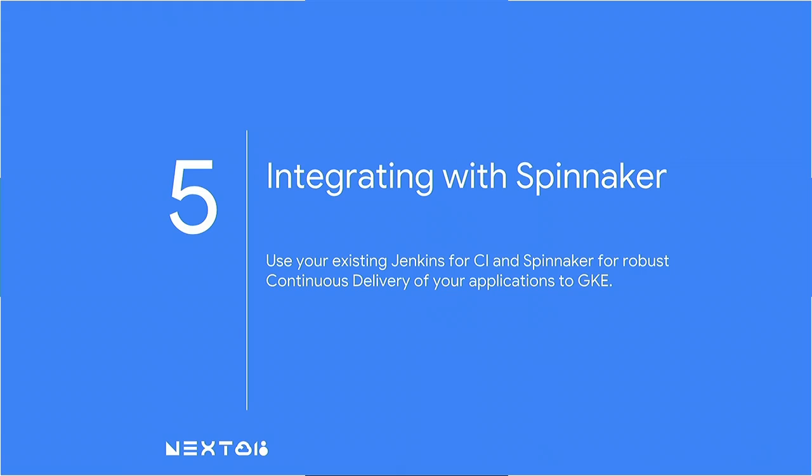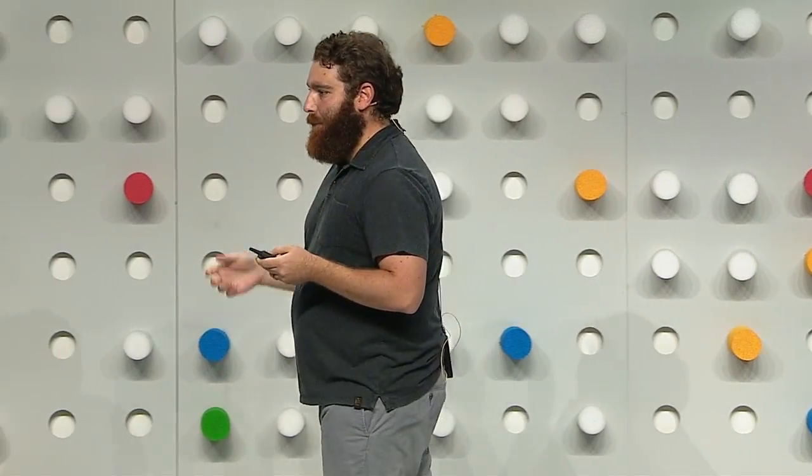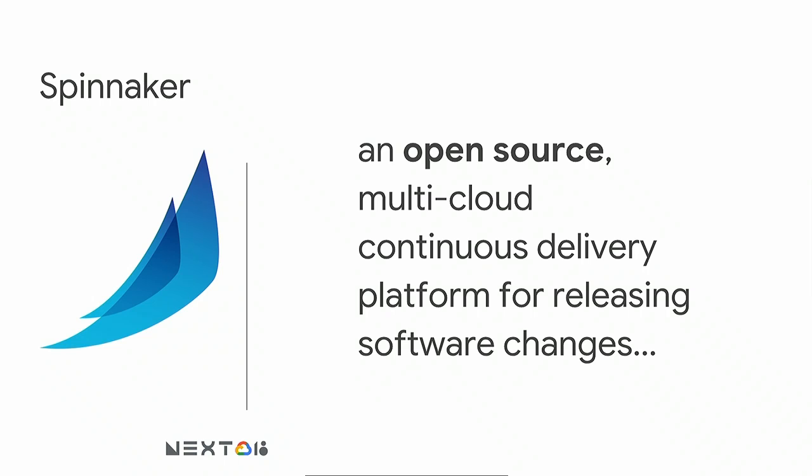Great. So we've talked about a lot of different things that you can do in your CD process using Jenkins and kubectl apply in your pipeline files. And now we'll look at a different approach, which is using Spinnaker. Spinnaker is a multi-cloud continuous delivery platform.